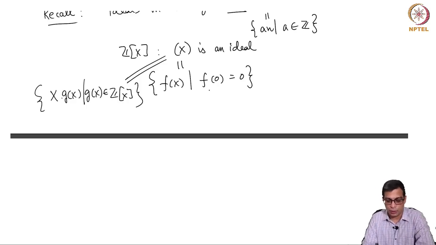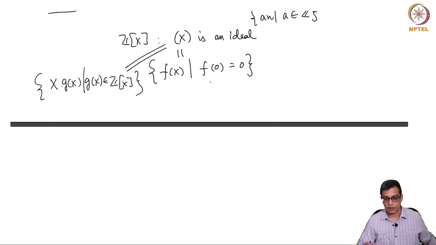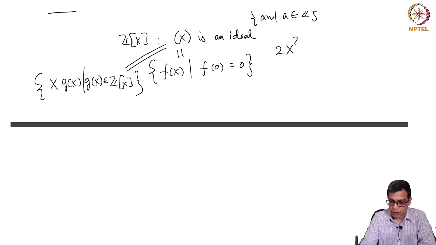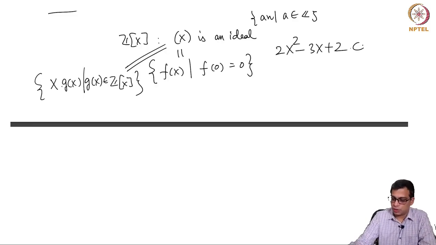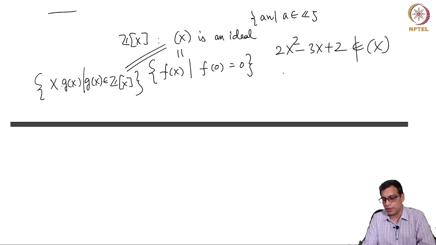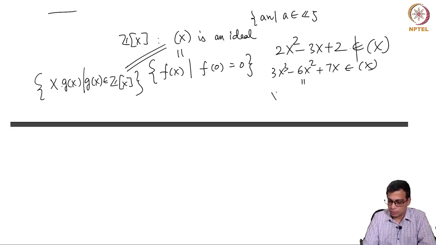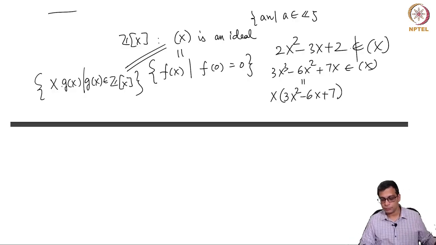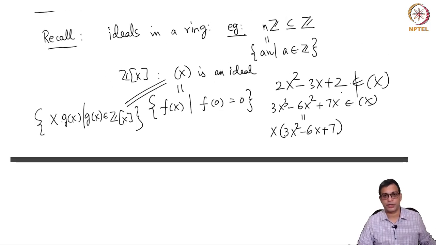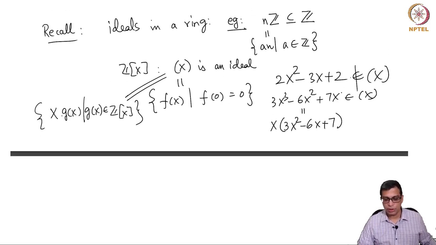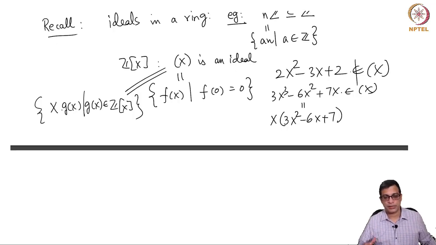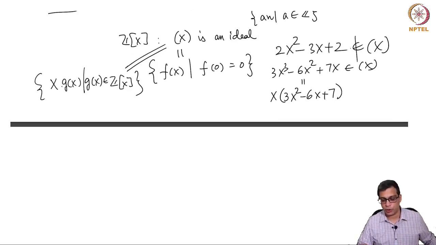polynomial whose constant term is 0 must be a multiple of x, obviously, because if you take, let's say, 2x squared minus 3x plus 2, this is not in (x) because you cannot write it as x times something, whereas 3x cubed minus 6x squared plus 7x is in (x). Okay, because this is simply x times (3x squared minus 6x plus 7). Okay, again I am not giving you full or precise definitions, but just giving you a flavor of what ideals are. Ideals are very important in ring theory. Just like subgroups are important in group theory, ideals are important in ring theory.